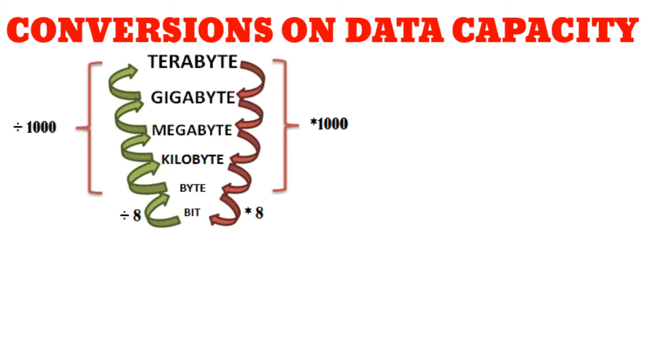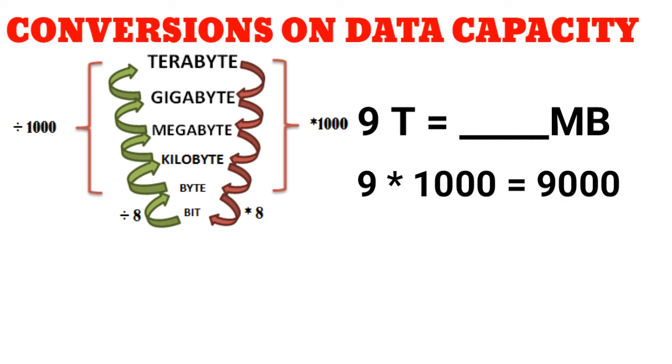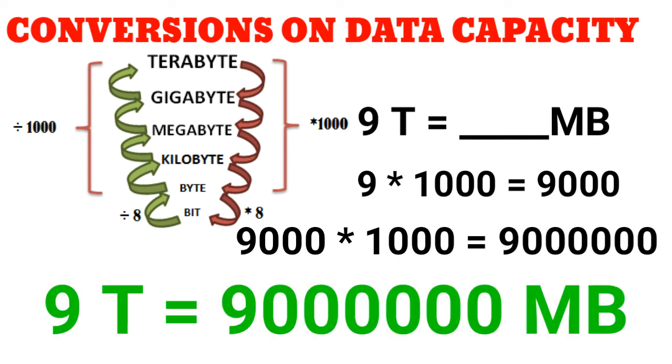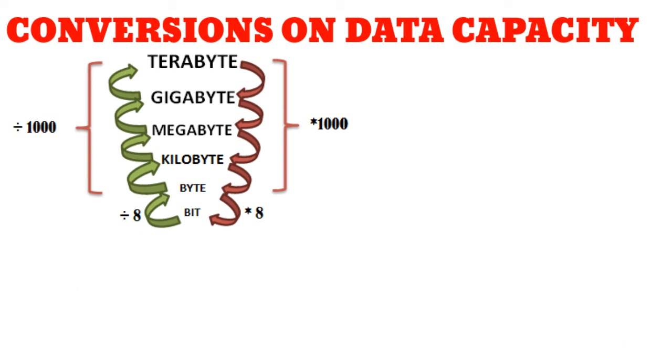For example, convert 9 terabytes to megabytes. Looking to the guide, you need to multiply 9 by 1000 twice so that it will convert to megabytes. So, 9 times 1000 is equal to 9000, and 9000 times 1000 is equal to 9 million. So, our answer would be 9 terabytes is equal to 9 million megabytes.